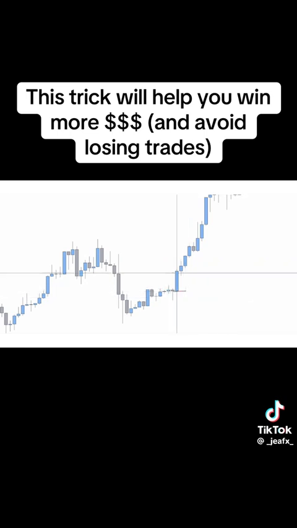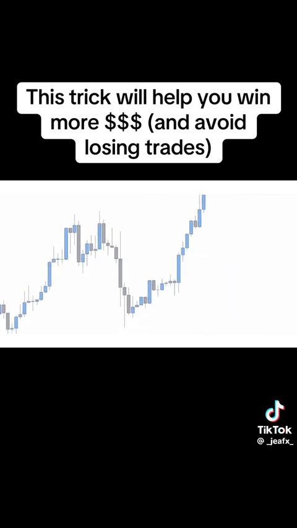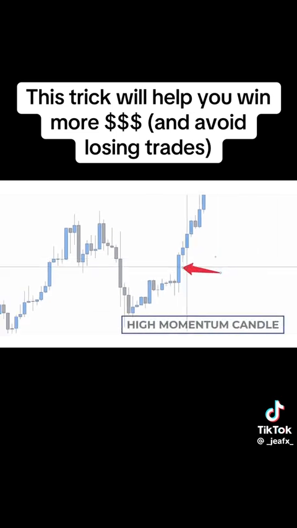A candle like this shows clear control from buyers. We have a large movement up, creating a large candle body. We have a reasonably large downward wick showing rejection from buyers as they push the market back up against the sellers. And we have a small wick at the top, which shows there wasn't much rejection there from sellers at all. So this would be a high momentum candle.